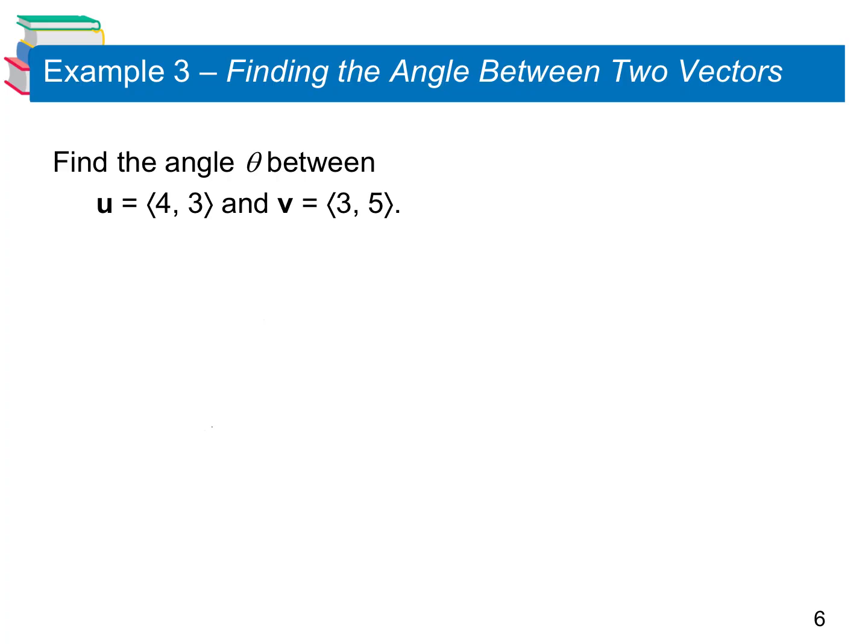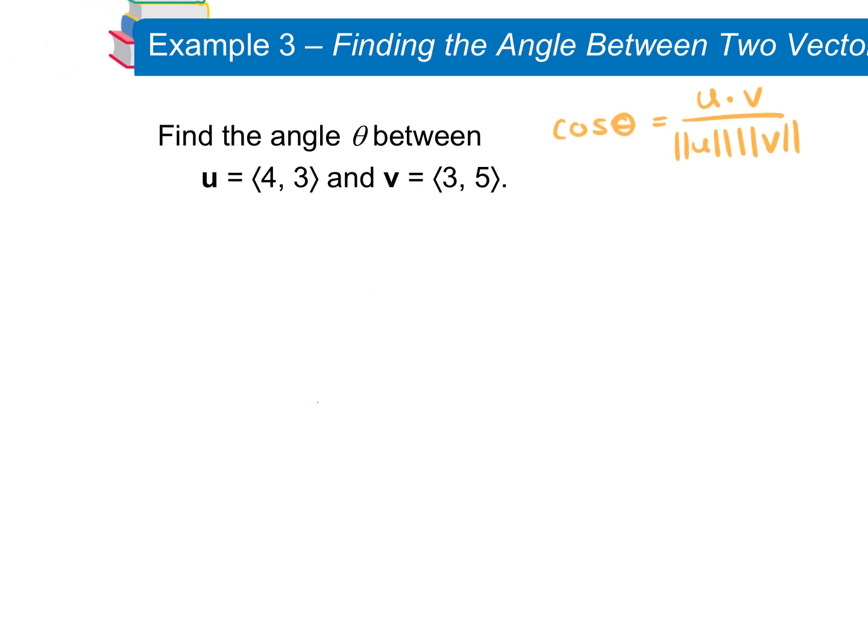All right, so for example 3, we want to find angle theta between vector u and v. So our formula that we're going to use is the cosine of theta equals the dot product of u and v divided by the magnitude of u times the magnitude of v.